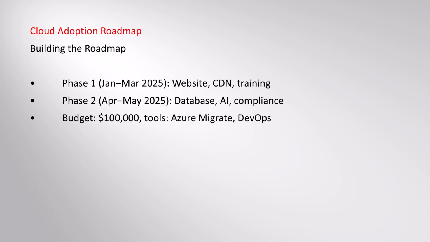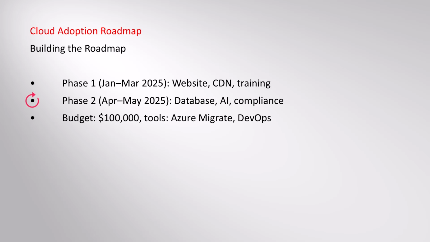We create a phased roadmap to meet Zoran Trend Retail's 3-month initial and 5-month full implementation deadlines, prioritizing high-impact workloads. Phase 1, January to March 2025, allocates $50,000: $30,000 to migrate the website and mobile app to Azure App Service for steady and peak traffic, $10,000 to deploy Azure CDN for under 300 millisecond latency, $5,000 to establish Azure Cost Management for spending tracking, and $5,000 to train 10 IT staff on Azure fundamentals.